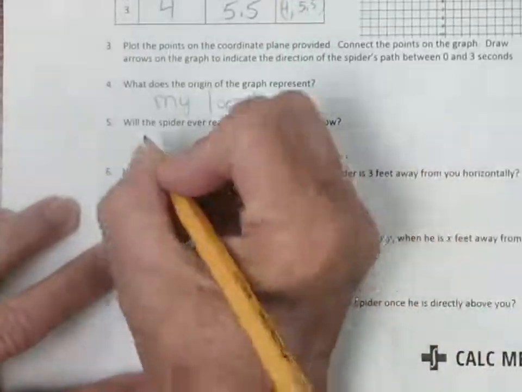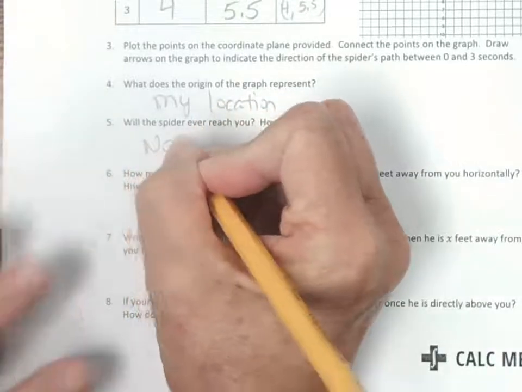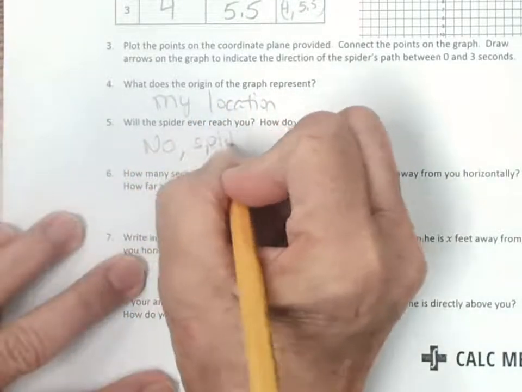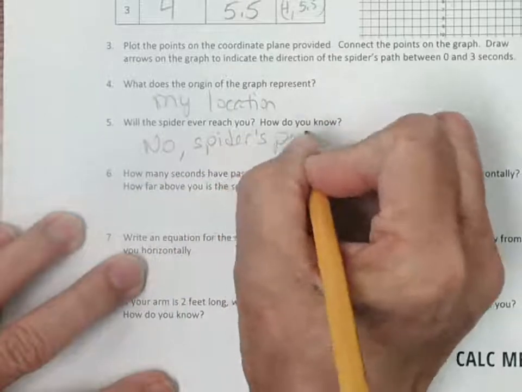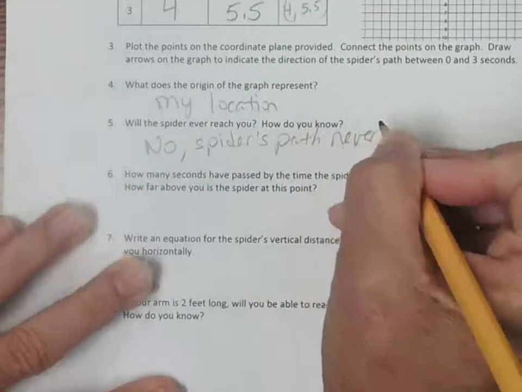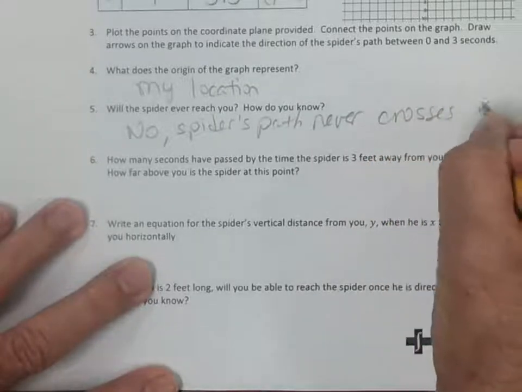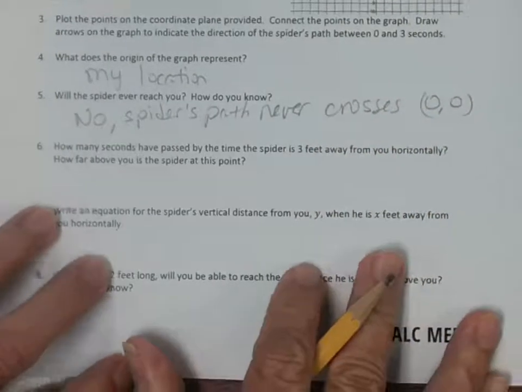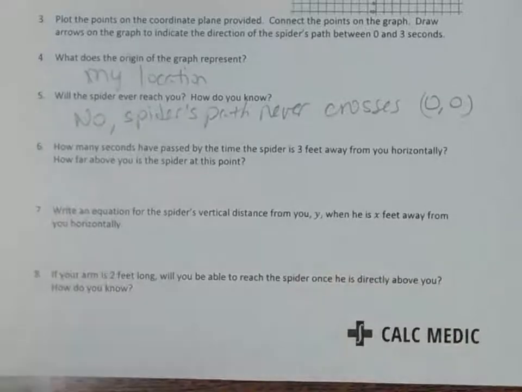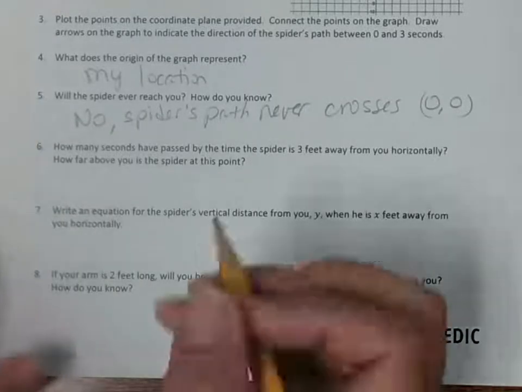So no, spider's path never crosses 0, 0. Because again, that's where I'm located. So it doesn't look like the spider will get to me. It doesn't cross the origin.